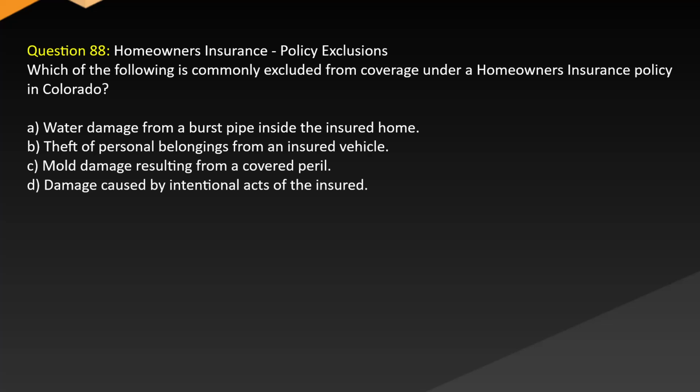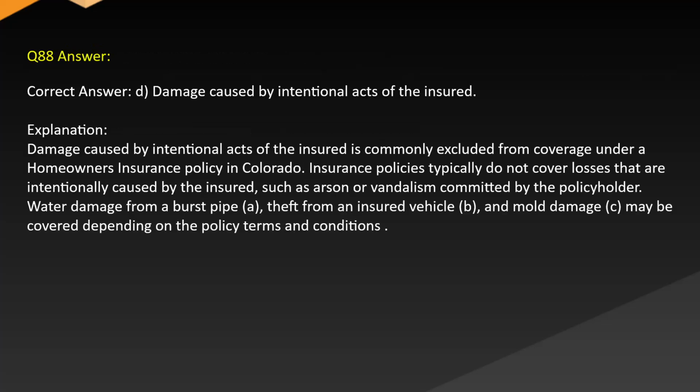Question 88. Homeowners insurance. Policy exclusions. Which of the following is commonly excluded from coverage under a homeowner's insurance policy in Colorado? A. Water damage from a burst pipe inside the insured home. B. Theft of personal belongings from an insured vehicle. C. Mold damage resulting from a covered peril. D. Damage caused by intentional acts of the insured. Correct answer: D. Damage caused by intentional acts of the insured.